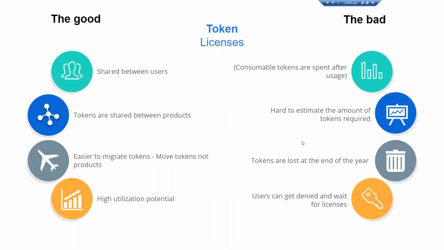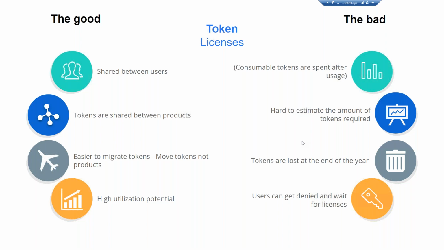So what are the benefits? What are the pros and cons? Well, as we said, it's easy to migrate tokens. You can move tokens from one catalog to another. You don't have to do it per product. Tokens can be shared between different products. That means you share them between different users and you get the high utilization potential, as we've seen with floating licenses. Basically, this looks like floating licenses enhanced because it's easier, but there are a few drawbacks.